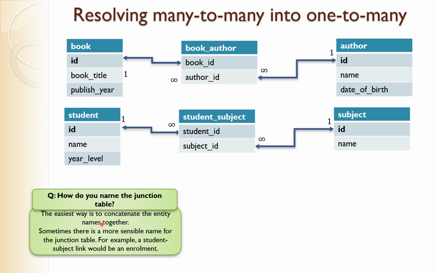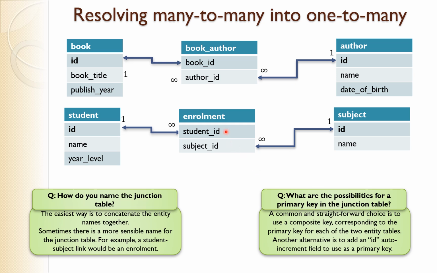The easiest way is to concatenate the entity names together. When I say concatenate, I mean join together. For example, the junction table between student and subject, we can just call it student-subject. Sometimes there is a more sensible name for the junction table. For example, for a student-subject link, maybe it makes sense to call that an enrollment instead, so that we've got a sensible name for this junction table. One subject might have 10 enrollments, which means that there are 10 students in that subject. One student might have 5 enrollments, which means that they are in 5 subjects.